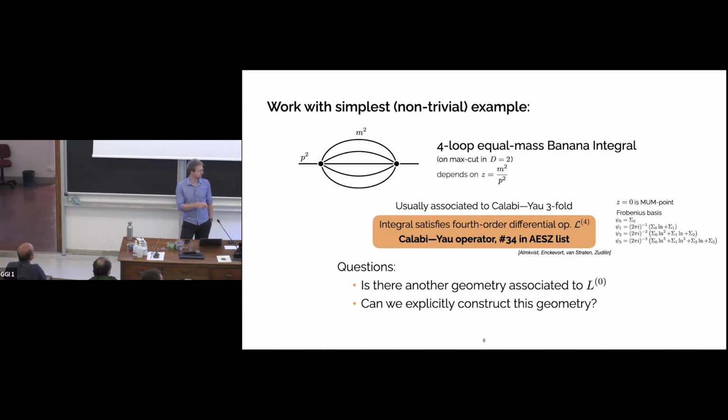Generally, we will be working around z equals 0, which is the so-called MUM point. Not so important what that is. Around the MUM point, you can write down a solution space for this differential operator through the Frobenius method. You get one solution which is just a series, a second solution which is log plus series, a third which is log squared plus log plus series, and so on.